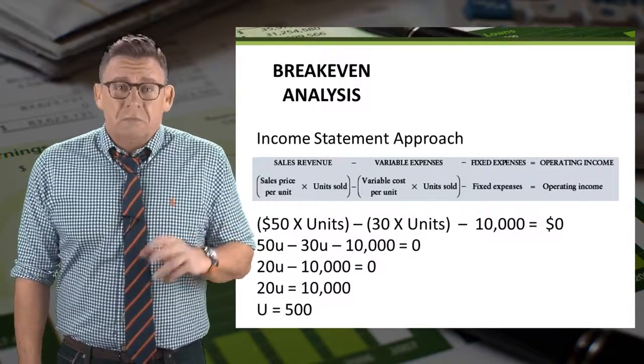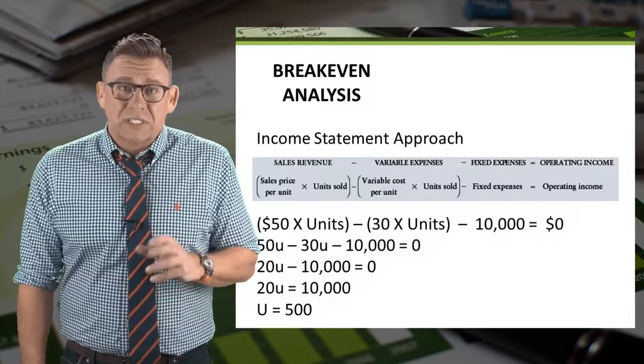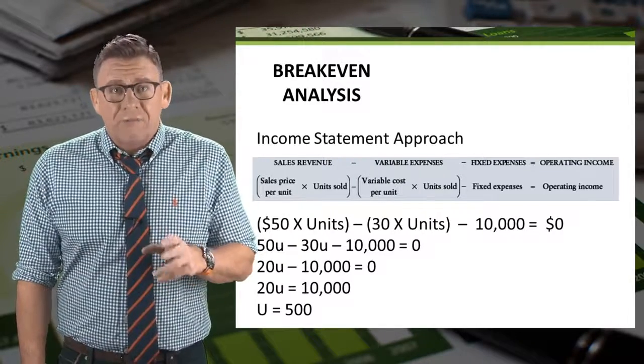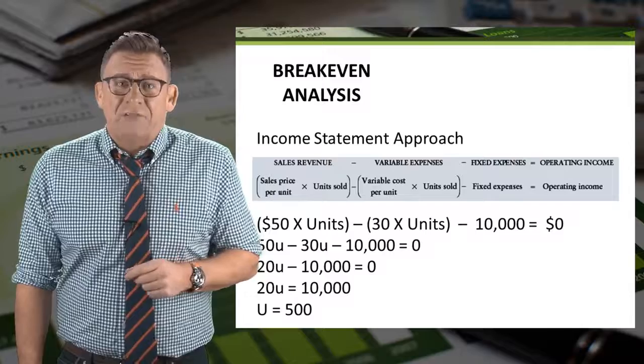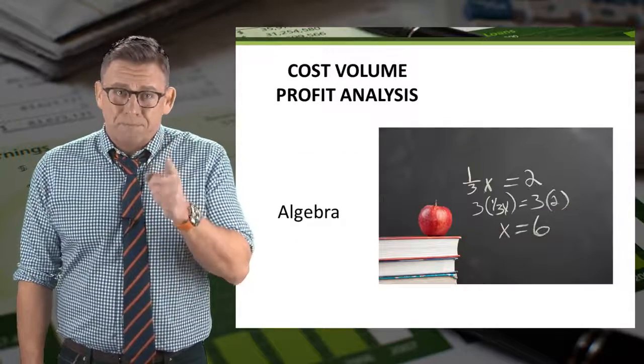So continuing, 20U equals 10,000. Therefore, break-even is 500 units. Yep, that's algebra.